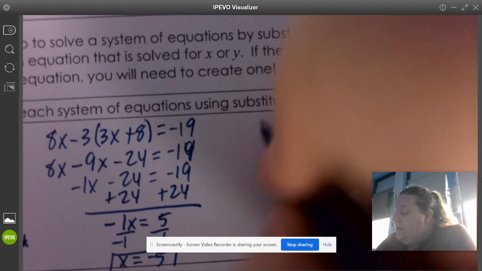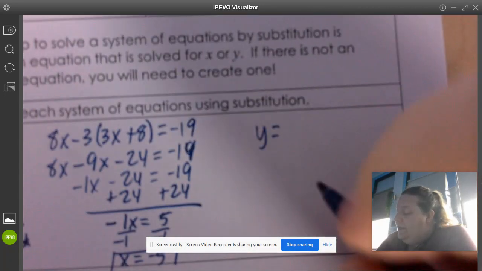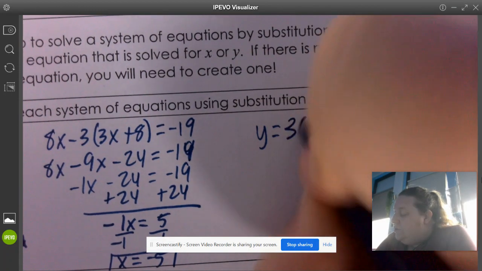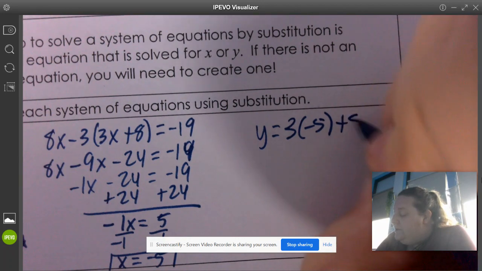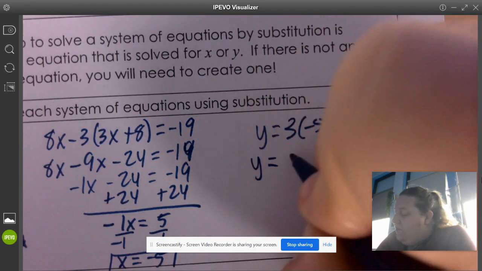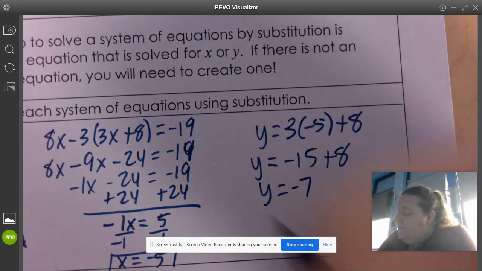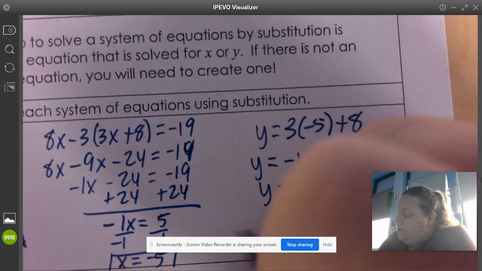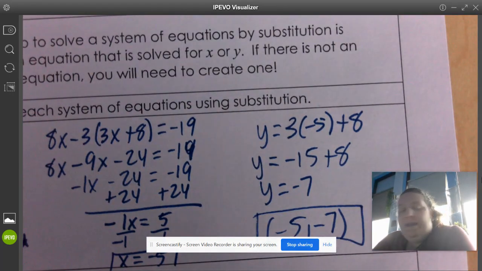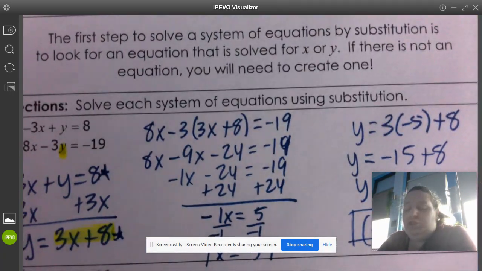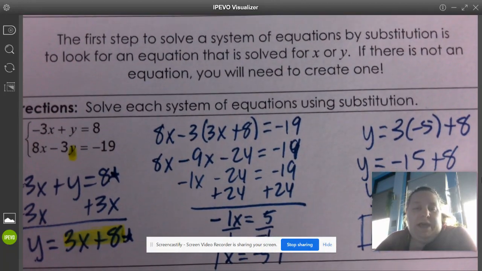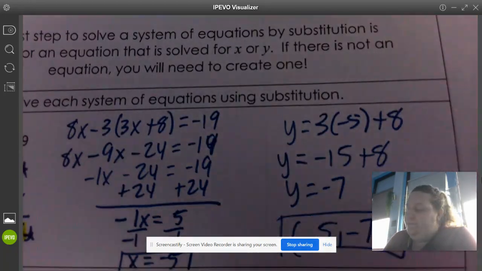So I'm going to come over here. Y equals 3 times x, so 3 times negative 5 plus 8. So y equals negative 15 plus 8, which is negative 7. So our ordered pair, or final solution, would be negative 5, negative 7. That's where these two equations would intersect on the coordinate plane.